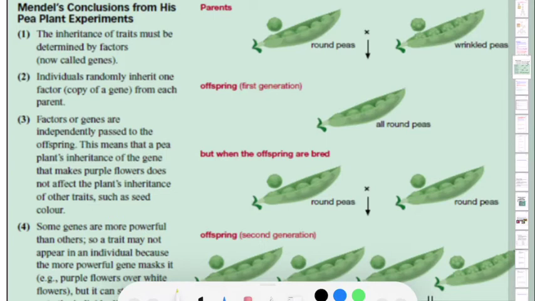This is really important. This is something that always comes up on the diploma. I know you guys won't write a diploma, but it's independent assortment.